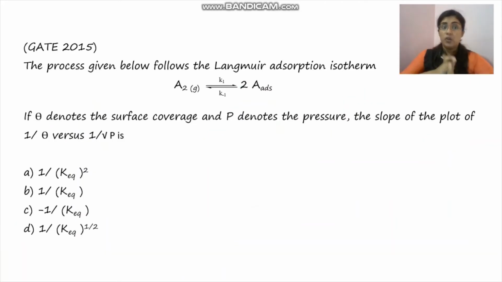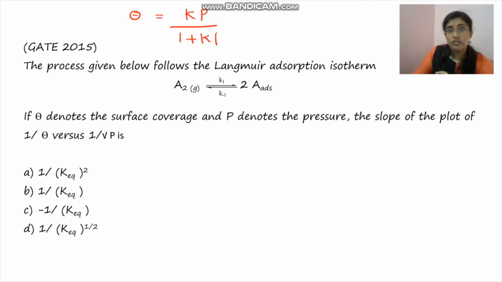So the next question is from GATE 2015, where it is told that the process given below follows the Langmuir adsorption isotherm, and if theta denotes the surface coverage and p denotes the pressure, then the slope of the plot of 1 by theta versus 1 by root p is dash. So they've asked for the slope of a particular plot between 1 by theta and 1 by root p, and it's a Langmuir adsorption isotherm process that's happening. So now we know that for the Langmuir adsorption isotherm, the surface coverage theta is given by Kp by 1 plus Kp. This is the equation we have.